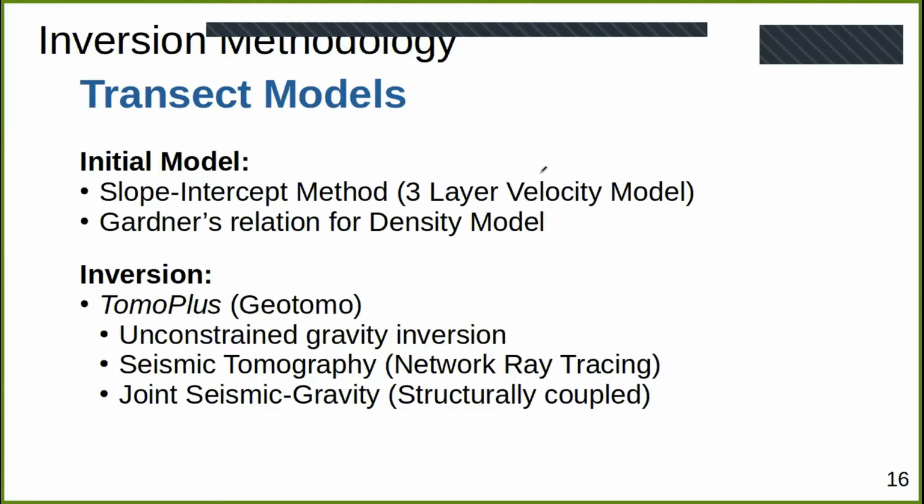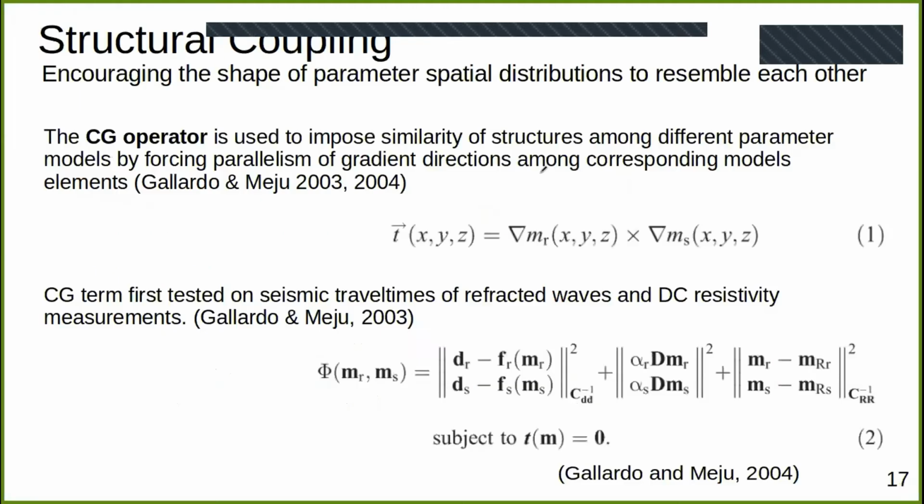For the density model, I used a simple relationship to estimate what a starting density model could be, using Gardner's relationship. The inversion I carried out in TomoPlus by GeoTomo, and it contained 3 bodies of work. The first was to just do a single-property unconstrained gravity inversion, the second, a single-property seismic tomography, and the third to fuse the first 2 using a joint technique, a joint seismic gravity modeling, and then to compare the 2.